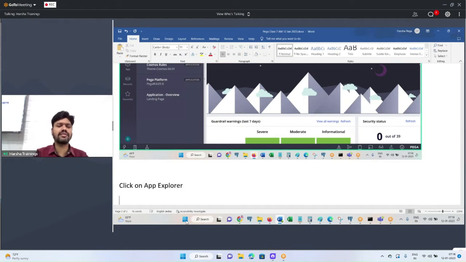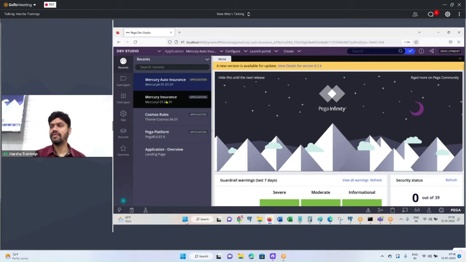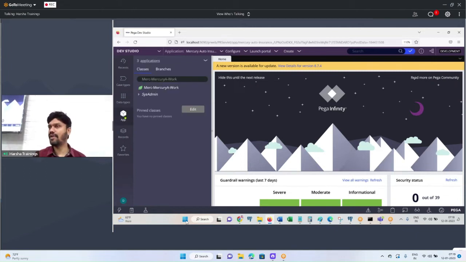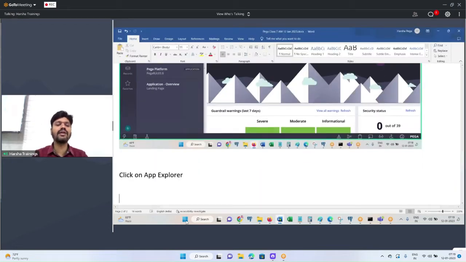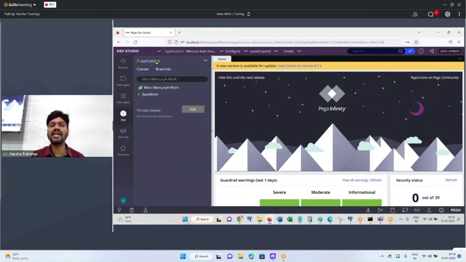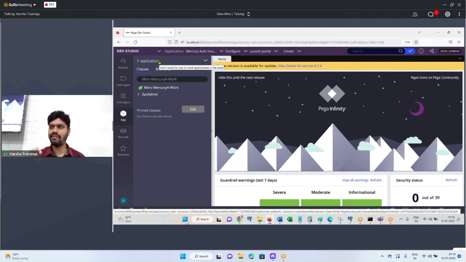In the App Explorer, we did not create anything yesterday. We never created anything other than the application so far. Everything has been automatically created by Process Commander while we set up our new application. When you log into the implementation application, it shows 3 applications. Out of 3, one is the present application, the current application. Another one is the built-on application, which is the Mercury framework application. Another one is the Pega platform.